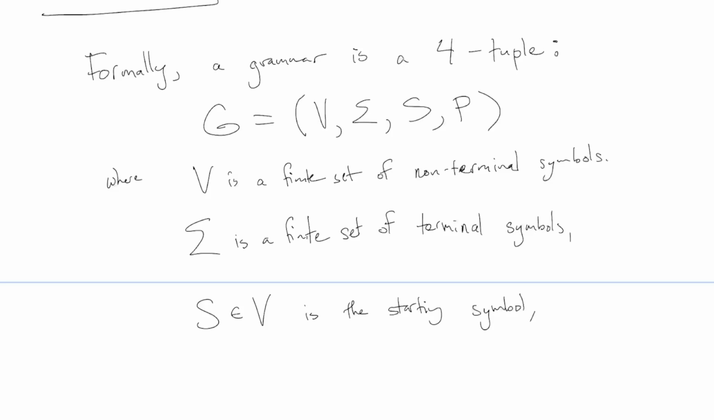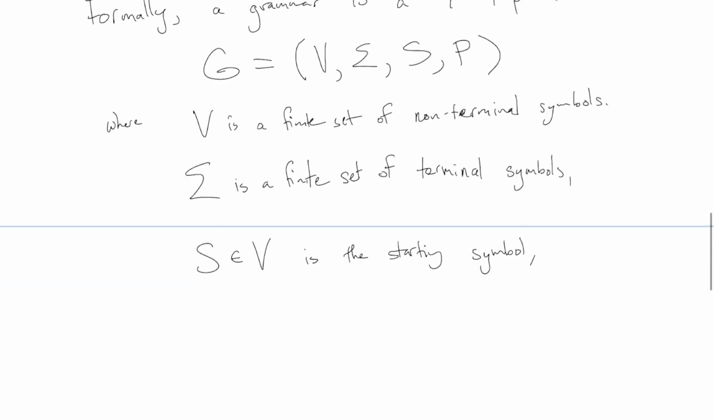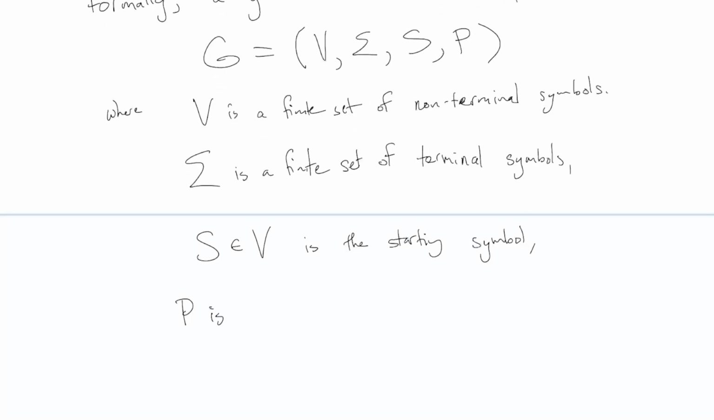And finally, the most complicated part, but it's not really that complicated, is P, and this is the set of productions. So P is, and it has to be a finite set. A grammar is only allowed to have finitely many productions in it. So P is a finite set of productions.